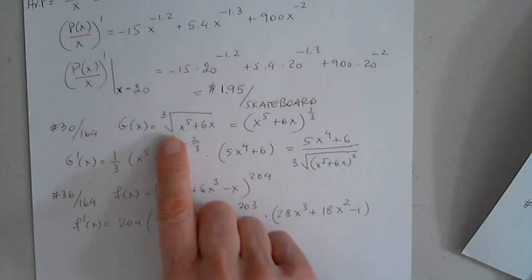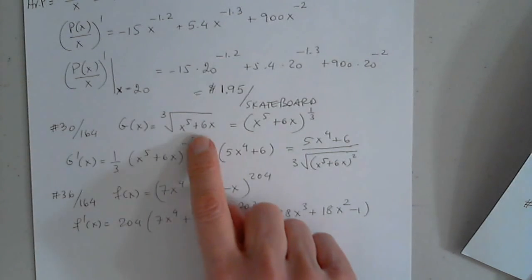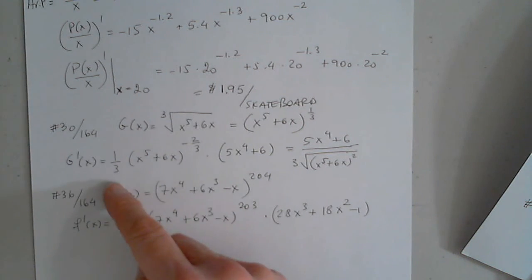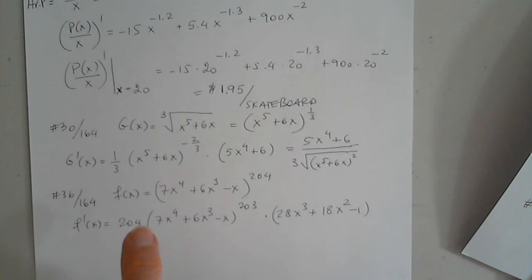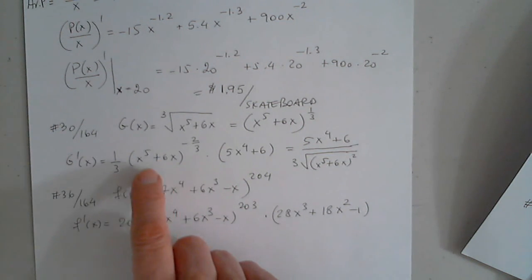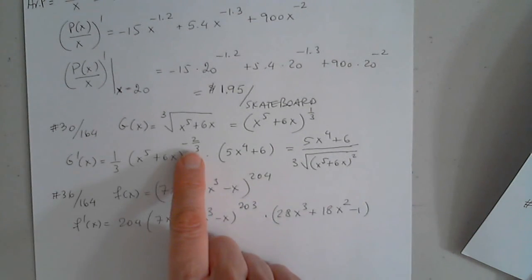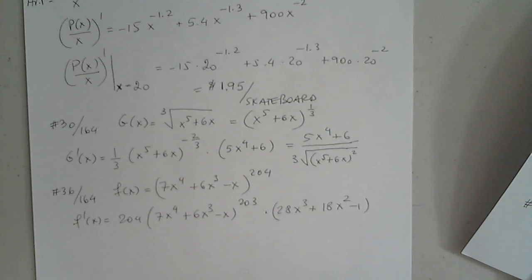We're given a function. Of course, I'm not going to differentiate this as it is. I change it into x to the 5th plus 6x to 1/3. I bring down 1/3, subtract 1 from the power, times the inner function prime, 5x to the 4th plus 6. And then I rewrote it because that's a negative exponent, so I put it back.